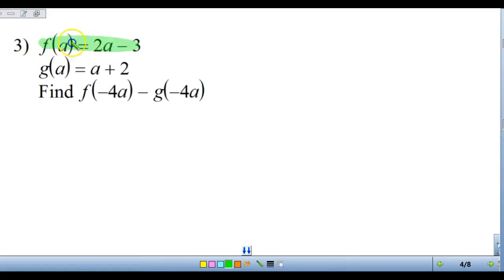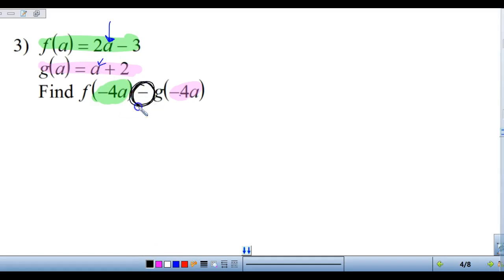So we have an f function and we have a g function. And into the f function, I'm going to plug negative 4a instead of a, whatever variable is in there. And in the g function, I'm going to plug in negative 4a instead of the a that was in there. Now, what makes this one different is that this composition is subtraction. So that makes it trickier.